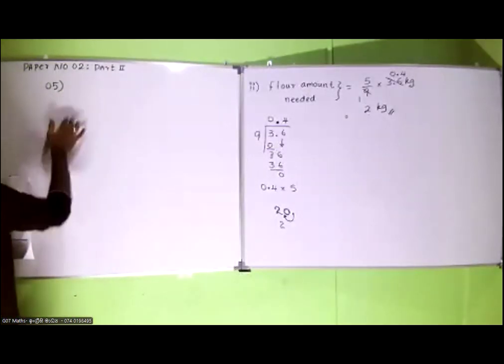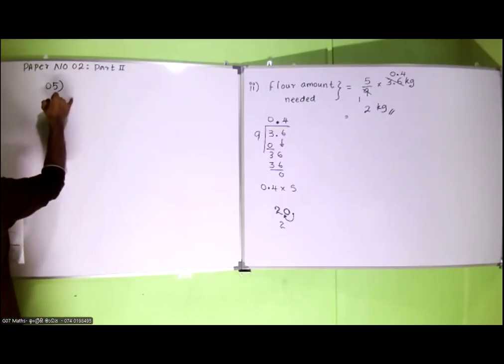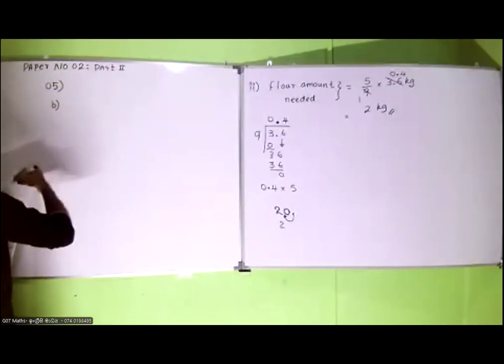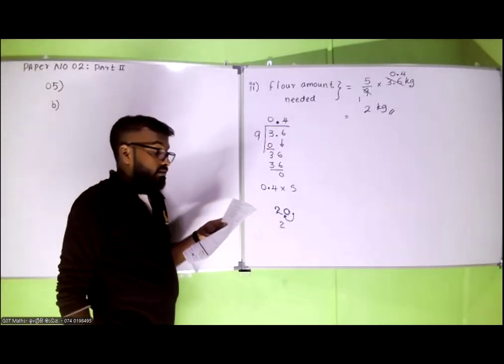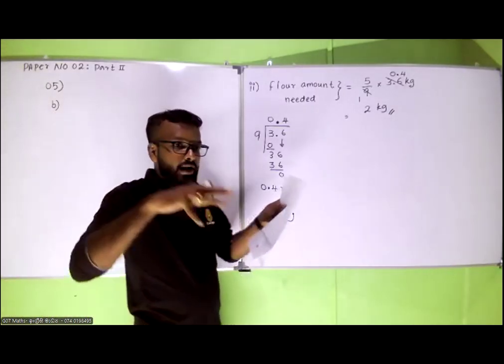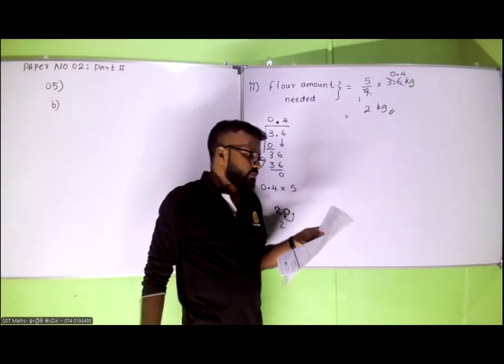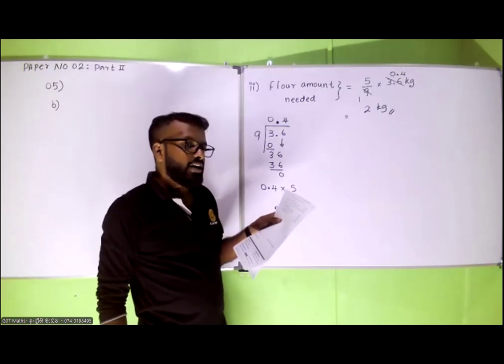Right. So we have discussed part B. Right. A father owns a certain land. Father owns a certain land.